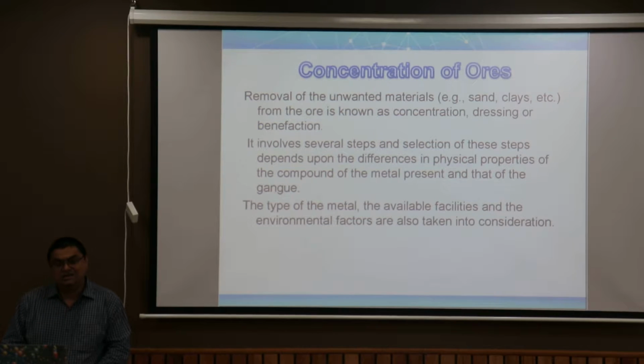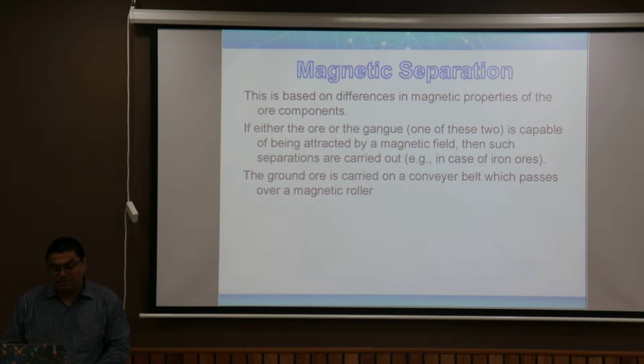The first of which is the concentration of ores, that is enrichment. That means in that process we will remove the unwanted materials and thereby enrich the percentage of actual ore in the mining product. It involves basic steps related to the unwanted material being removed and its properties, the first of which is magnetic separation. If the unwanted materials can be removed by a magnetic property, then magnetic separation is used.